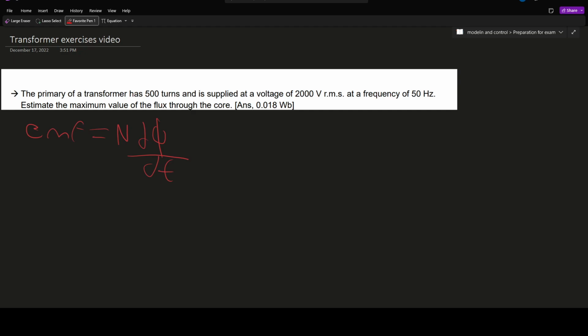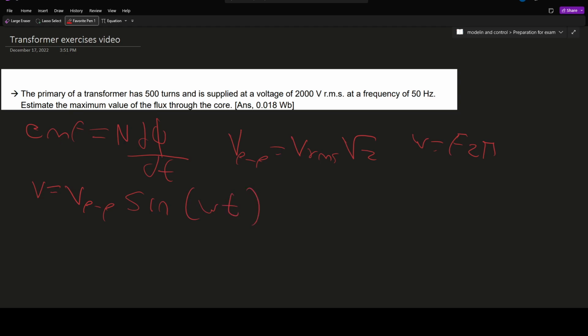flux. Now, we also have that the voltage peak to peak is equal to the voltage r.m.s. times square root 2. Now, we also have that the angular velocity is equal to the frequency times 2 pi. And finally, we know that we express the voltage in terms of voltage peak to peak times sine of the angular velocity times the time.